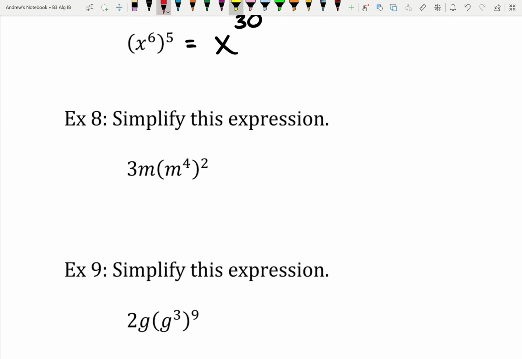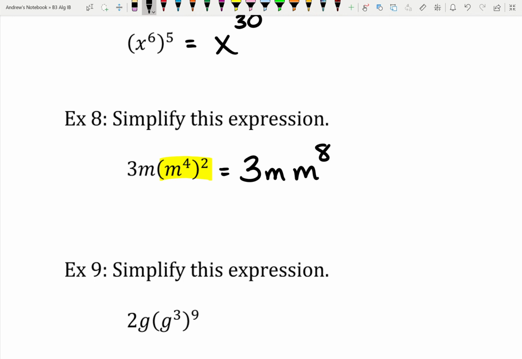So if I'm just focused on the stuff with the parentheses, I've got m to the 4th to the 2nd. We're going to use the property that we were just learning about. So what this will turn into, we'll keep that 3m in the front, and then m to the 4th to the 2nd, we multiply the 4 and the 2 to give us 8.